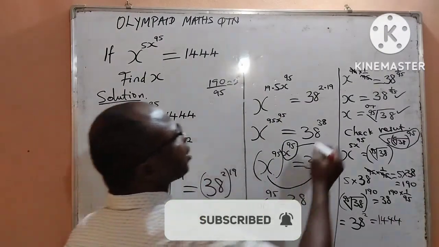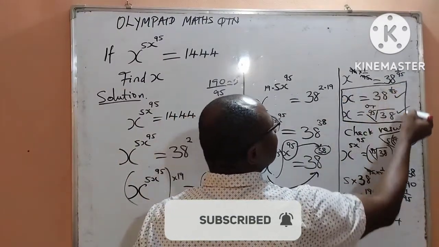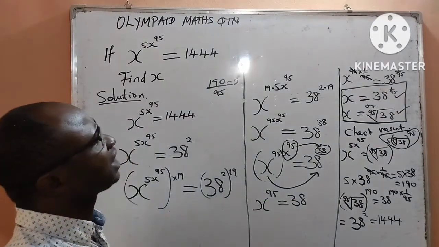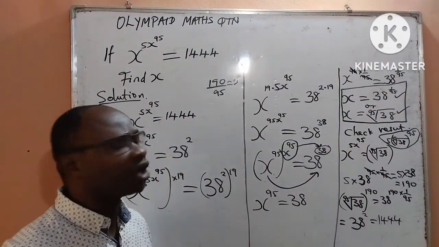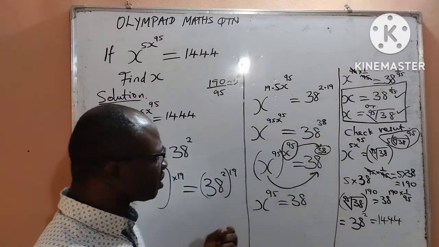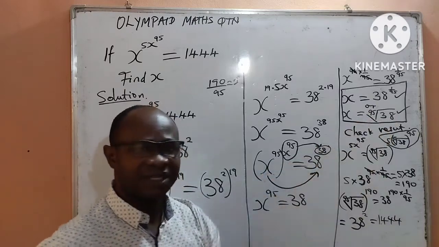Therefore, in conclusion, we say that our answer is very accurate, that the value of x is equal to 38 raised to power 1 all over 95, or simply put in radical form, the 95th root of 38.